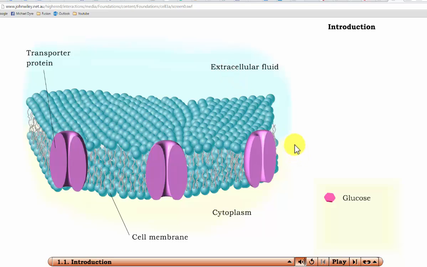Okay, so what I'm going to do is push play, and we're going to let the man who's actually in this Shockwave talk. You can see it's coming from John Wiley. He does a lot of biology Shockwaves, probably some others also, and this is our introduction. So I'll let it play. I'm going to let him talk.